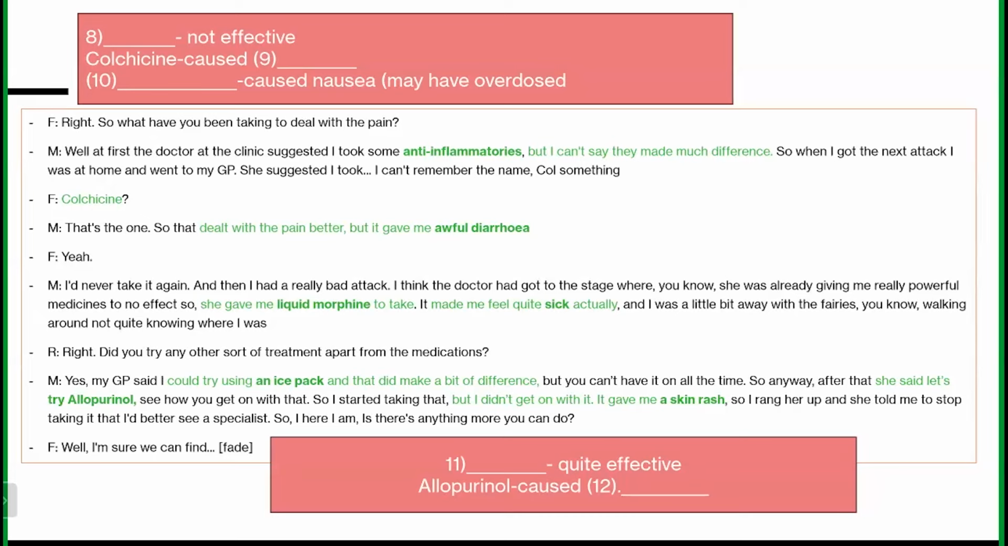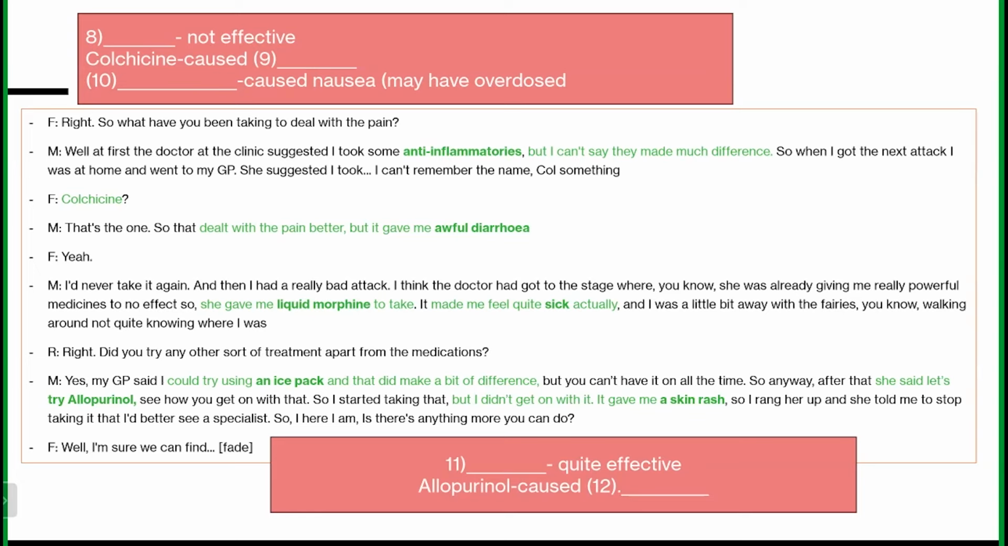And then the tenth answer option, you can see dash caused nausea, maybe overload. "She gave me liquid morphine." He could have said just morphine: "She gave me morphine." Why did he say liquid morphine? That's the difference in your audio. They are looking for us to pick specific answers. And then "made me quite sick." You can see in your case note they have written nausea, but in your audio they have said it made me feel quite sick. As I said, it is nausea, not a fever or something else.